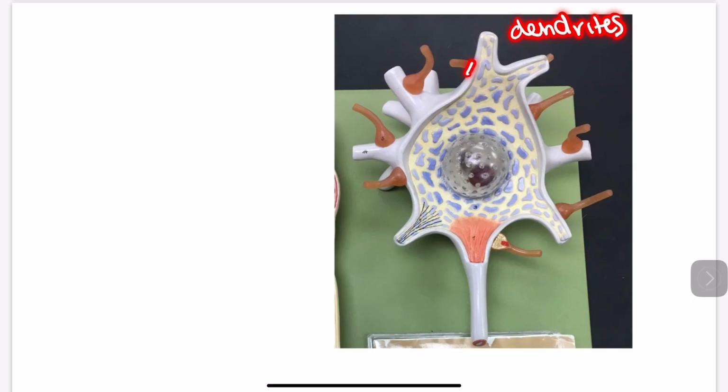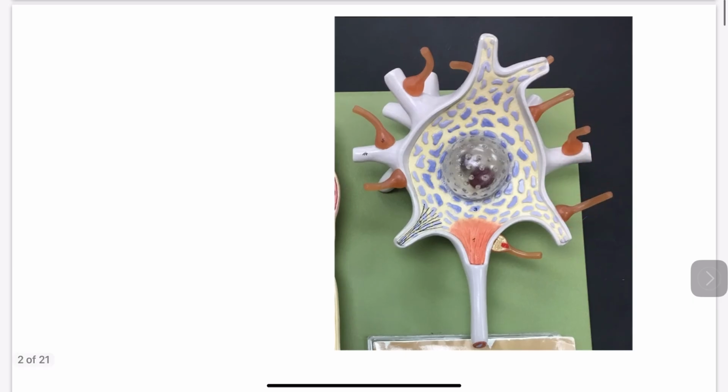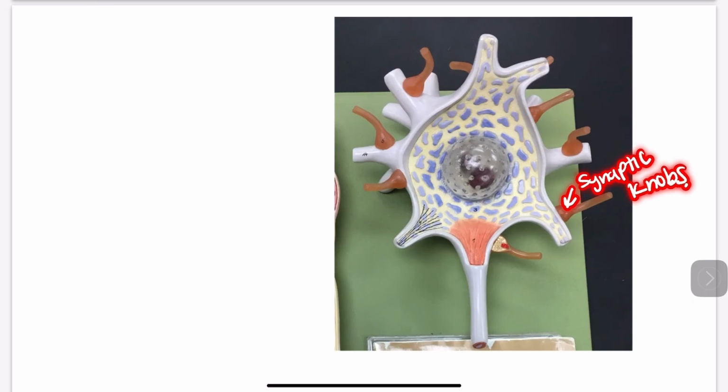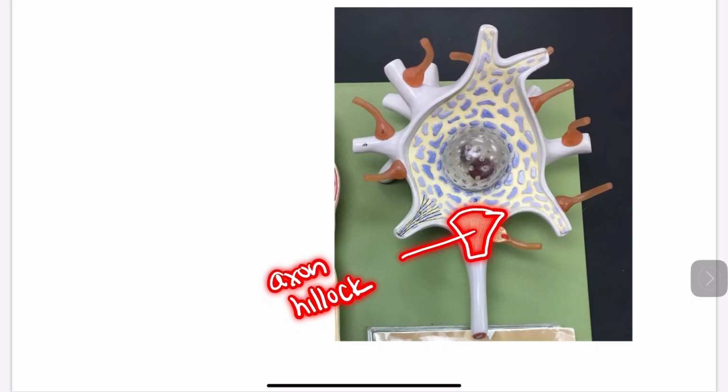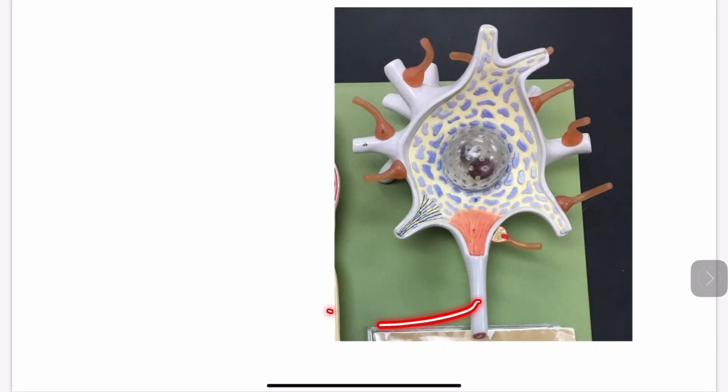And then we have all of these little kind of knob structures here that are going to be transmitting signals from adjacent neurons. So these are our synaptic knobs. Then we have our axon hillock. So it's going to be right around here. So this would be our axon hillock. And then we have the rest of our axon.